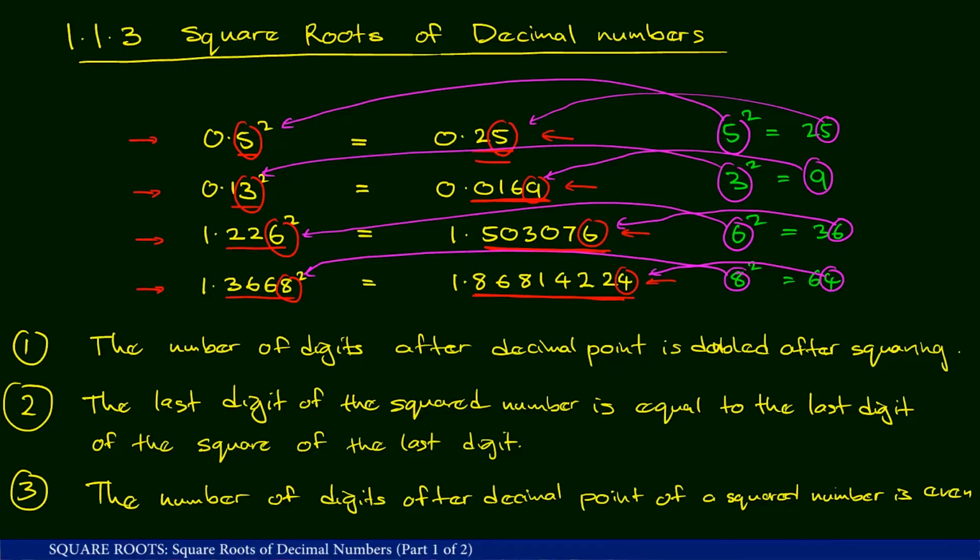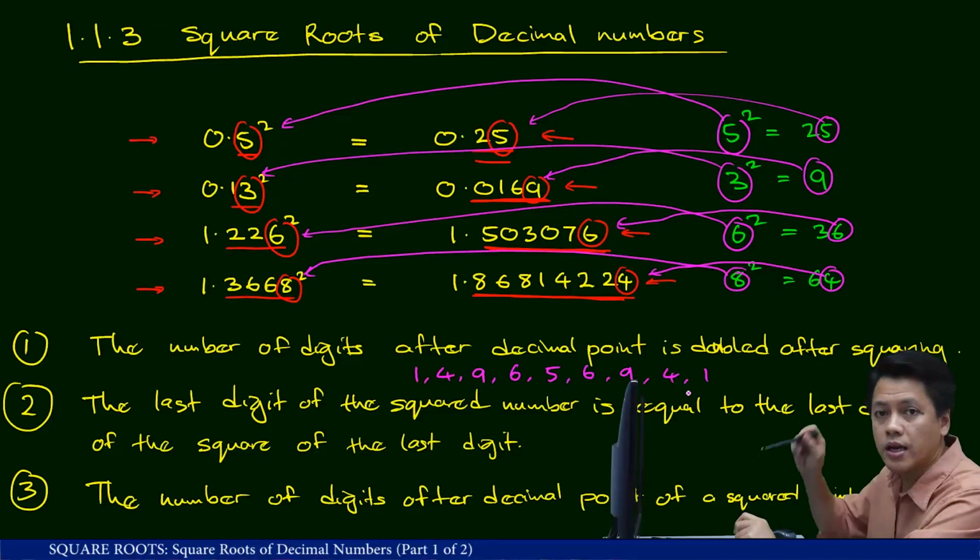And also, linking back to the second observation, we must also note down that the last digit of a squared decimal can only be 1, 4, 9, 6, 5. And then if we take 6 squared, it's going to end in 6 again. 7 squared is going to end in 9 here. 8 squared is going to end in 4. And 9 squared is going to end in 1.